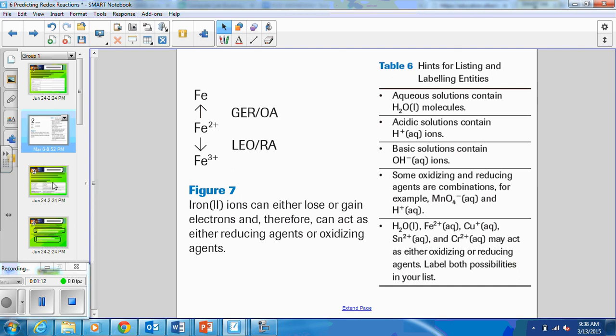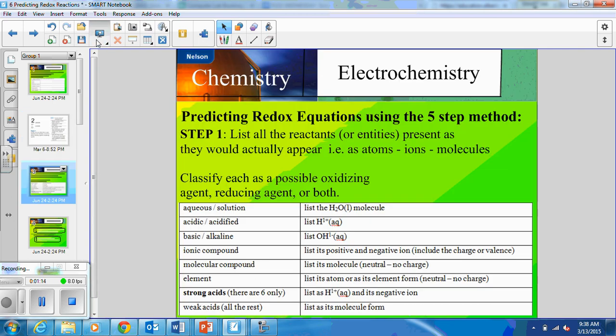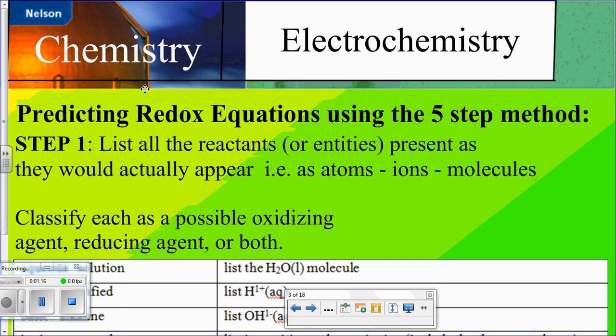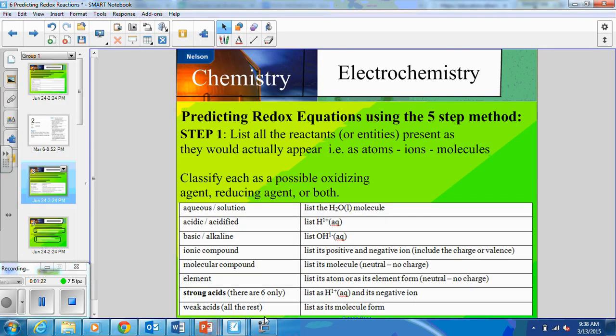And some entities can act either as an OA or an RA, so we need to make sure we label those as well. So here's a table that I will have you copy into your workbook. At any time you can pause this video and copy this out. It's on the bottom of page 21 in your workbook. So using this chart as a guide, step 1, we list all our entities present.